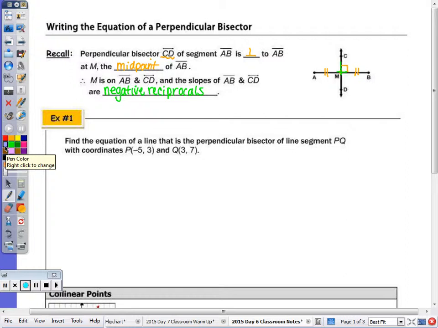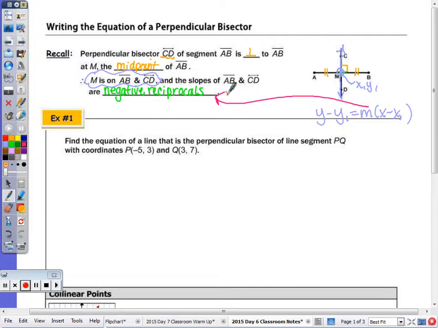So this piece here is important. That point, M, is on both of the lines. So what we're going to do in the first example is write the equation of that line. And if I'm writing the equation, since M is on both, that's going to be your x1, y1 in the point slope equation. The slope is going to be the negative reciprocal of your given line. I would encourage you always to draw a picture when given a problem in words.